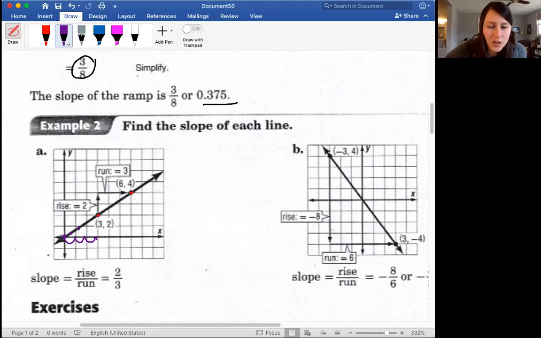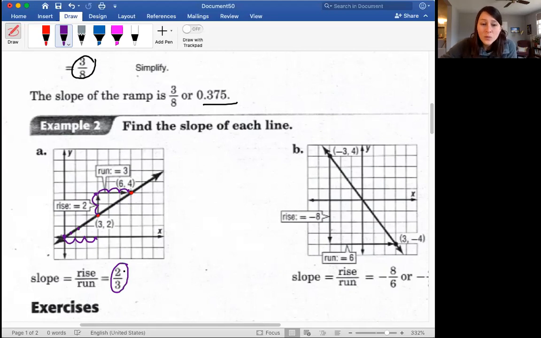So if I look at this, it's almost like I have to stair step up to see, it's going up 1, 2. So the rise is 2, and it's going 1, 2, 3 to the right. So the run is 3. So my slope is 2/3.